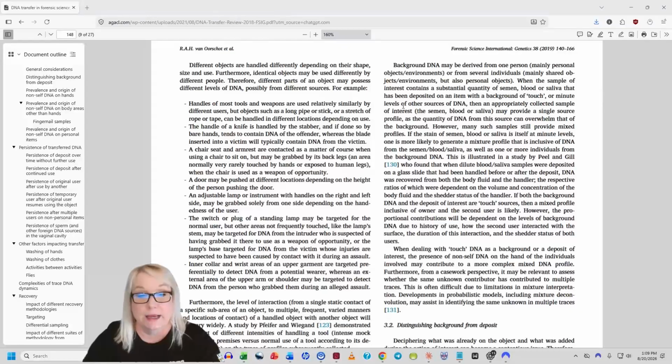An adjustable lamp or instrument with handles on the right and left side may be grabbed solely from one side depending on the handedness of the user.